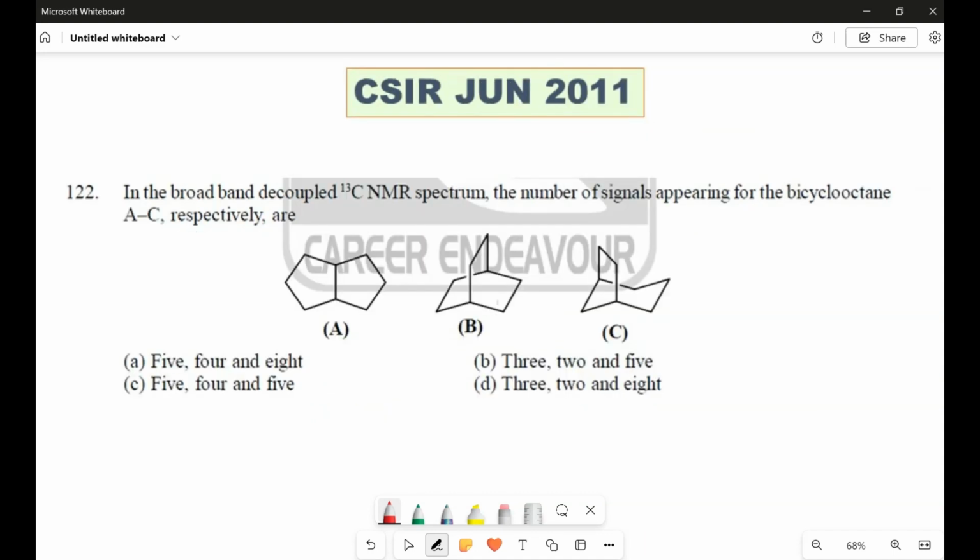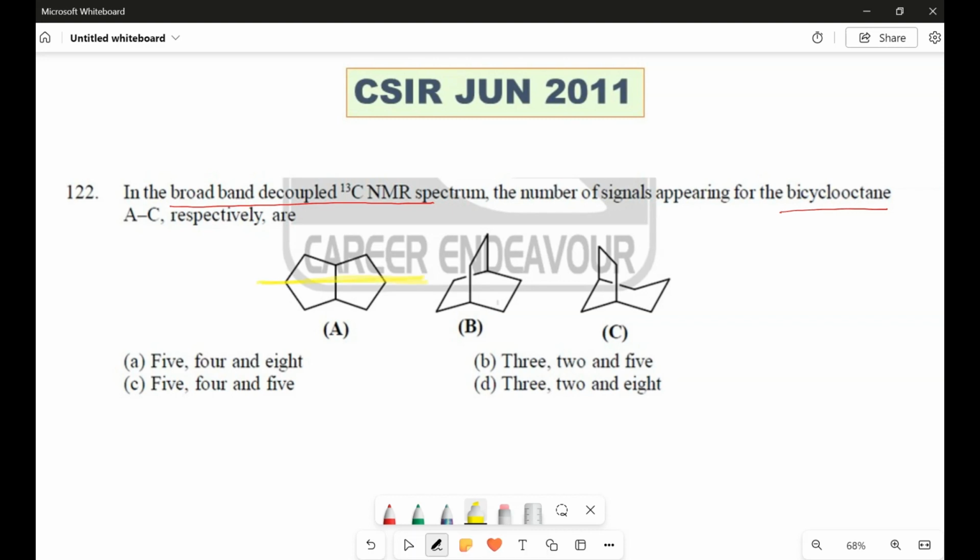June 2011 question, again broadband decoupled carbon NMR spectrum. The number of signals for bicyclooctane. So it's a bicyclic system, and options A to C are given. Now you do it yourself. Pause the video and do it yourself. I hope you have done it by yourself. Okay, let's do it and see.